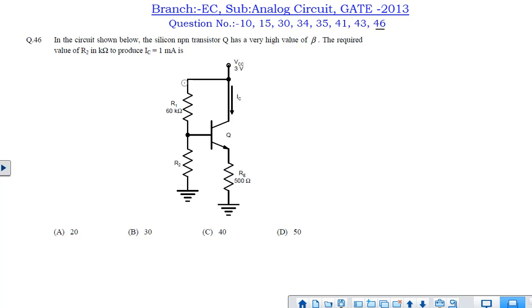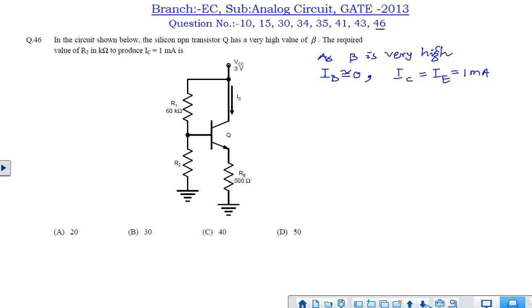Next question is question number 46. In this question, a transistor circuit is given and it is given that beta value of the circuit is very high. We have to find out what is the value of R2 that will produce a collector current of 1 milliampere. So as beta has very large value, then we can assume this base current to be very close to 0 and this collector current will be nearly equal to emitter current, that will be 1 milliampere.